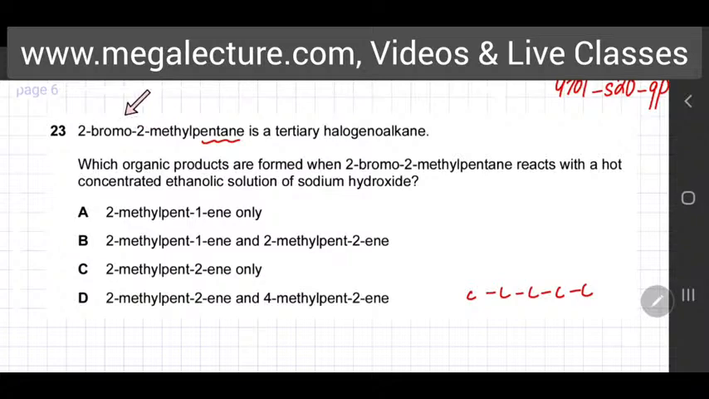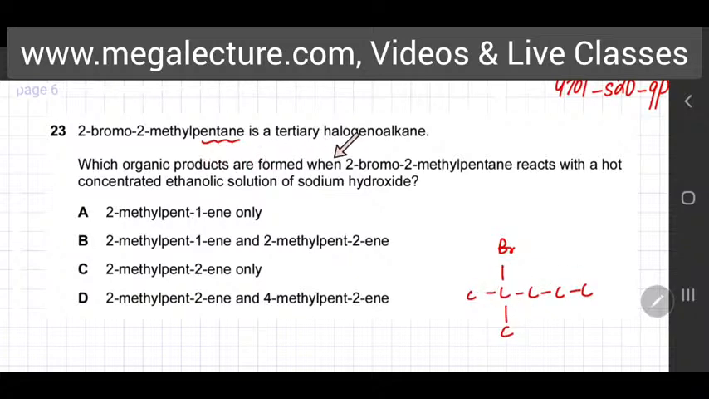And then there's 2-bromo-2-methyl. So methyl on the second one, bromo on the second one. Methyl is one carbon atom. Forget the hydrogens, you can fill in the hydrogens yourselves. That's clearly a tertiary halogenoalkane. The alpha carbon, the one that's bonded to bromine, has three sides with carbon chains.